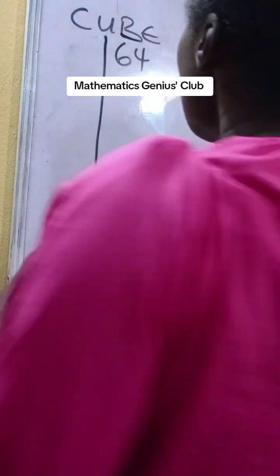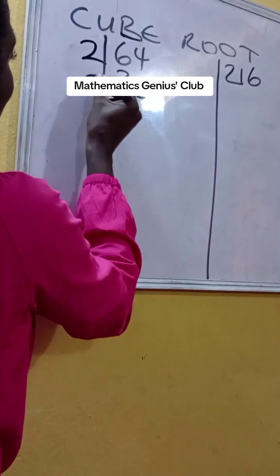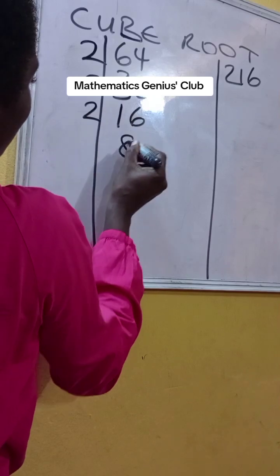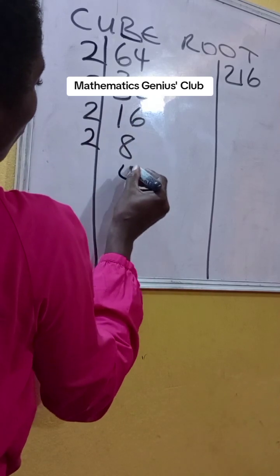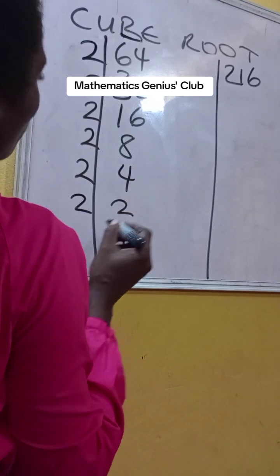Let's start. 64 divided by 2 is 32. 32 divided by 2 is 16. 16 divided by 2 is 8. 8 divided by 2 is 4. 4 divided by 2 is 2. 2 divided by 2 is 1.